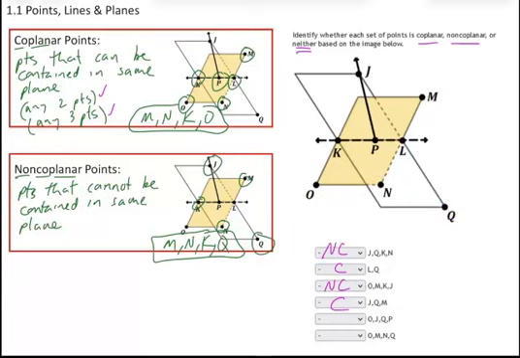Looking at the next one, O, J, Q, and P. O and J are not on the same plane, so I'm going to take J, Q, and P. Those 3 points are on the unshaded plane. Is O on that same unshaded plane? No. And the last one here, O, M, N, and Q. O, M, and N are on the shaded plane. Is Q on that shaded plane? No. So that's the process I would use in working through a problem like that.